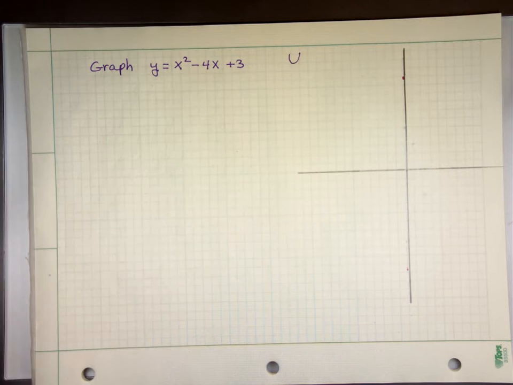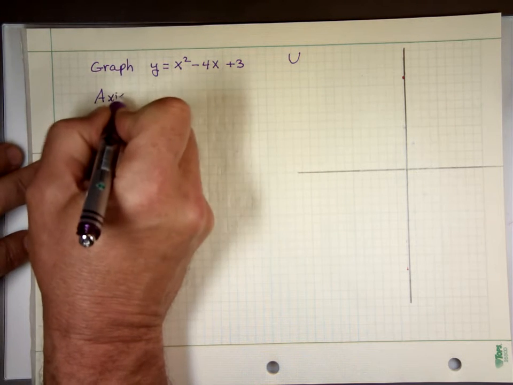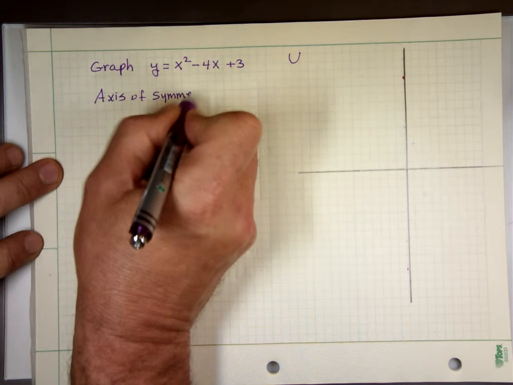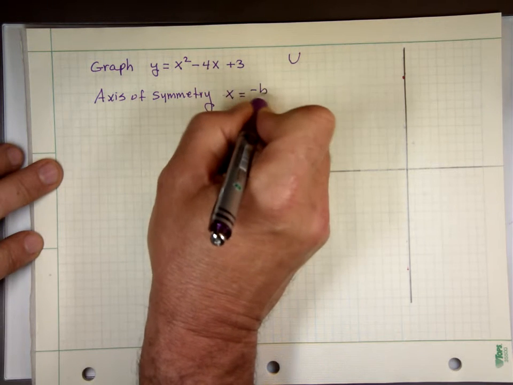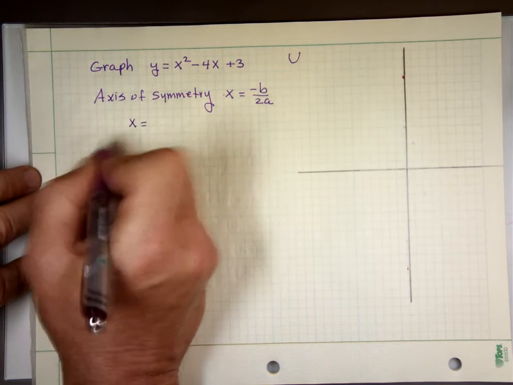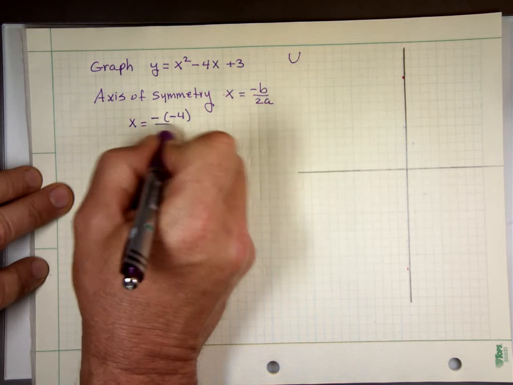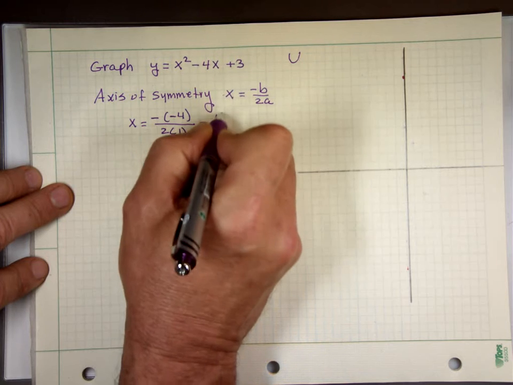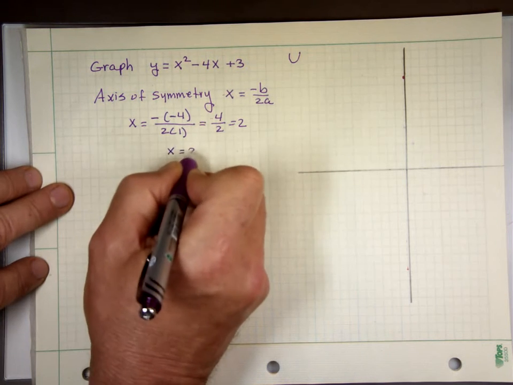So let me find the axis of symmetry. That's at x equals negative b over 2a. What's negative b? Negative 4 over 2 times a, which is 1. That's 4 over 2, which is 2. So axis of symmetry, x equals 2, which means what?